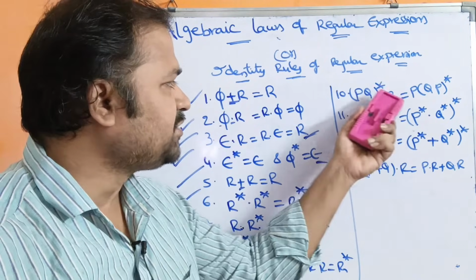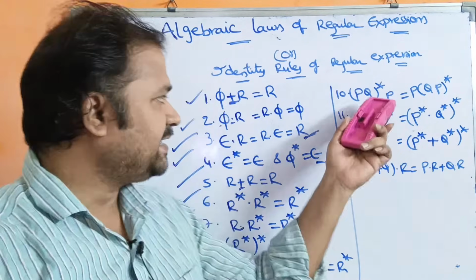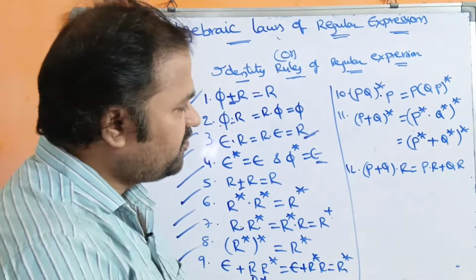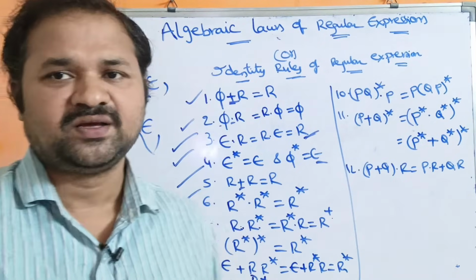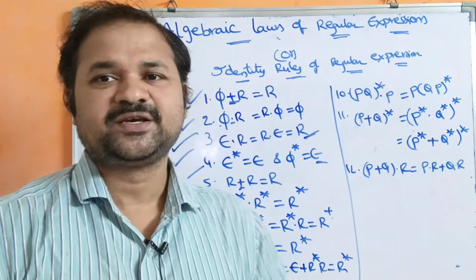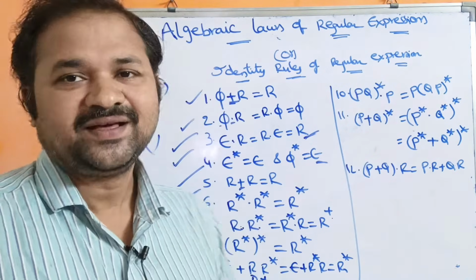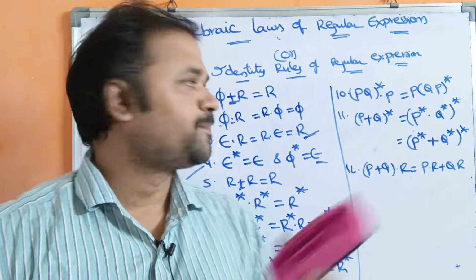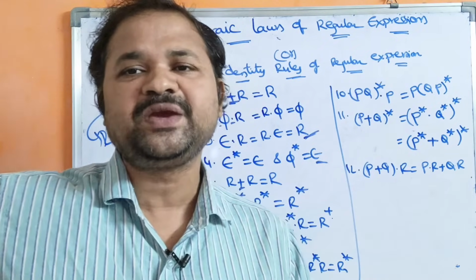(PQ) whole star into P. If you perform Kleene closure on PQ and then perform the concatenation operation on the result, then we will get the right hand side as the same result. So P into (QP) whole star. If the regular expression contains a term like this, (PQ) whole star into P, for example (AB) whole star into A, then we can write that as A into (BA) whole star. So (PQ) whole star into P is equal to P into (QP) whole star.